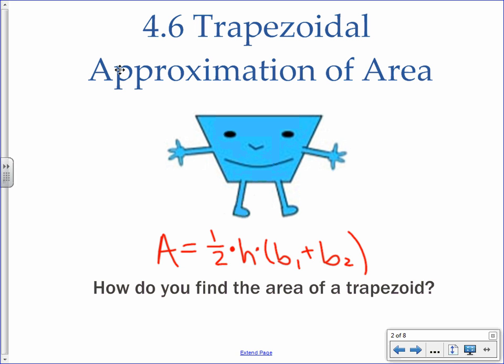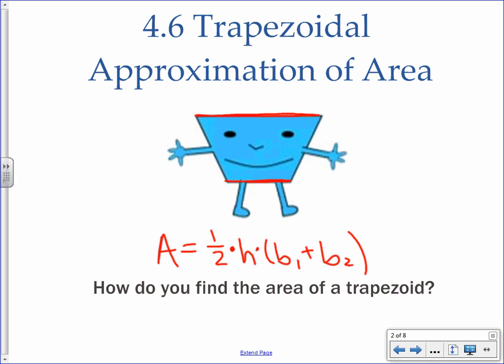This is how we find the area of a trapezoid. 1/2 times the height times the sum of the bases. Okay? And when I say bases, we're talking about the parallel sides. Okay? And height would be the distance between those two bases. Okay?